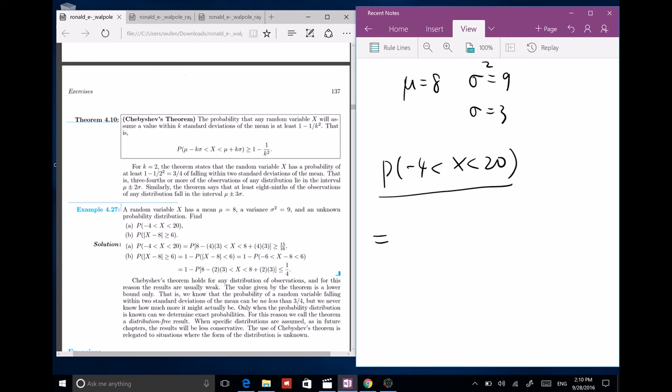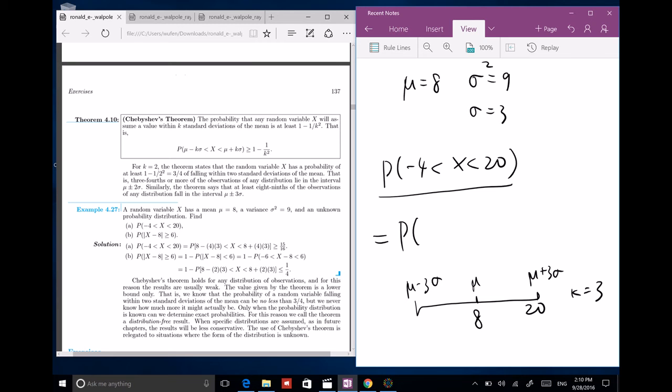So negative 4 to 20: let's subtract mu and see how far away it is from the mu value. The middle one is mu equals 8, and then you have 20 here, so it is 3 sigma. The left side is negative 4, so you also have another 3 sigma. So on the left side you have mu minus 3 sigma, and on the right-hand side you have mu plus 3 sigma, and you get k equals 3.